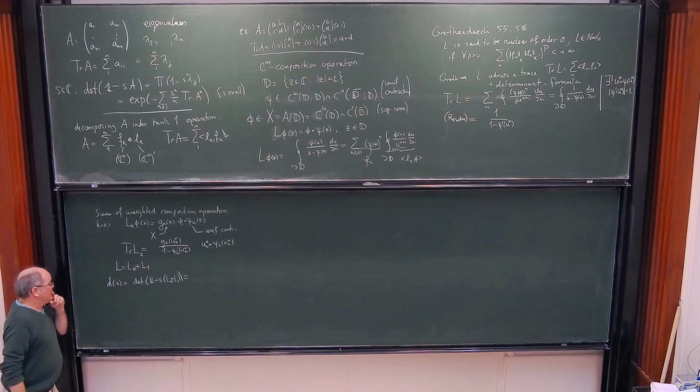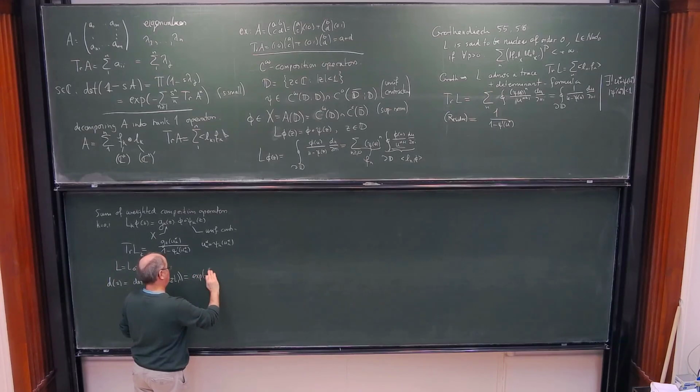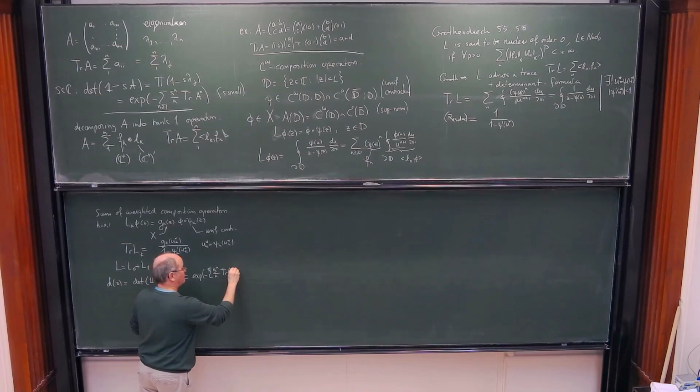Again, it will be a product of 1 minus S times eigenvalues. So if you know the zeros, you can read off the eigenvalues. And at the same time, you have this formula, which is exponential of minus the sum of s to the n times the trace of (L0 plus L1) to the power n.